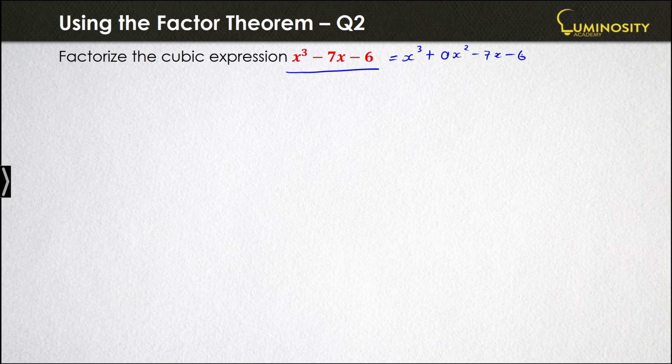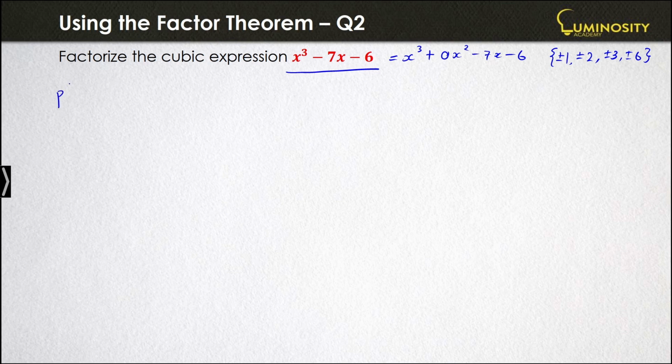So first of all, the constant term here is negative 6. So all the factors of negative 6 are plus minus 1, plus minus 2, plus minus 3, and plus minus 6. So in total we have 8 different factors that we can check. So let's hope that we get lucky on the first one.